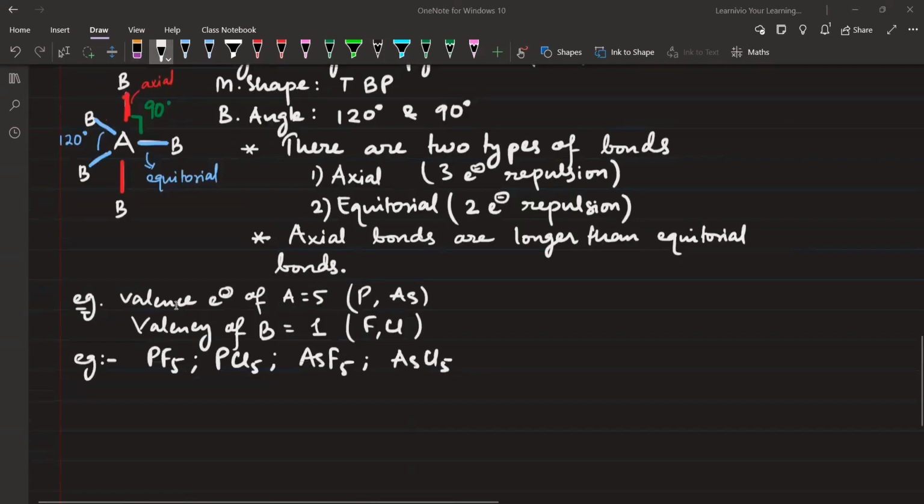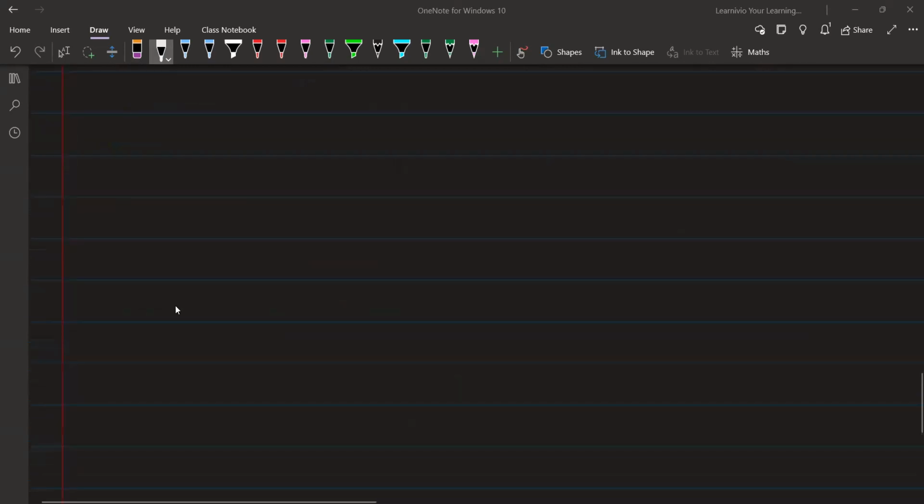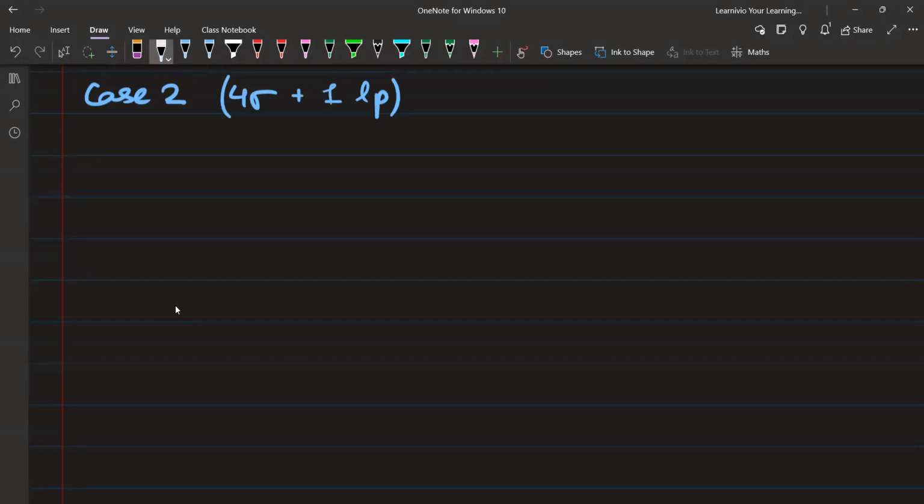Now, examples are done. We will write case 2. What will be case 2? Help me, guys. 4 sigma and 1 lone pair. What type of compound will there be? A and how many B? AB4 with 1 lone pair. What will be the hybridization? SP3.